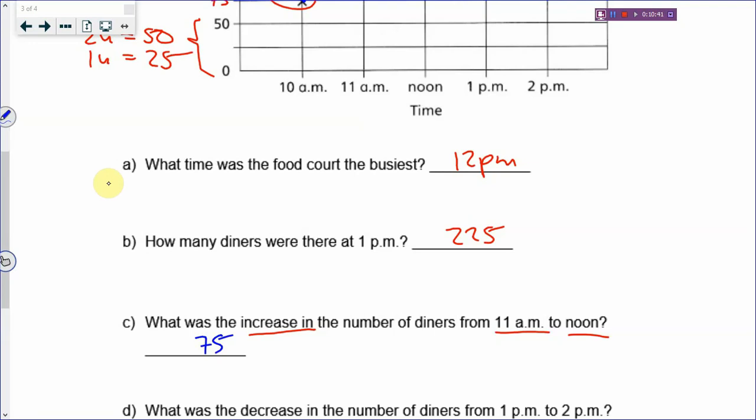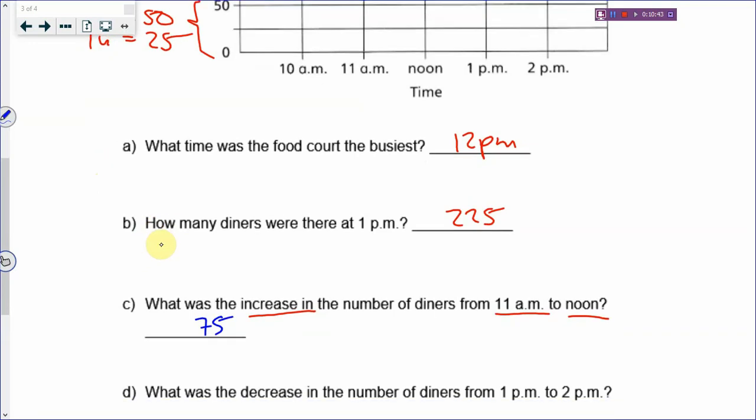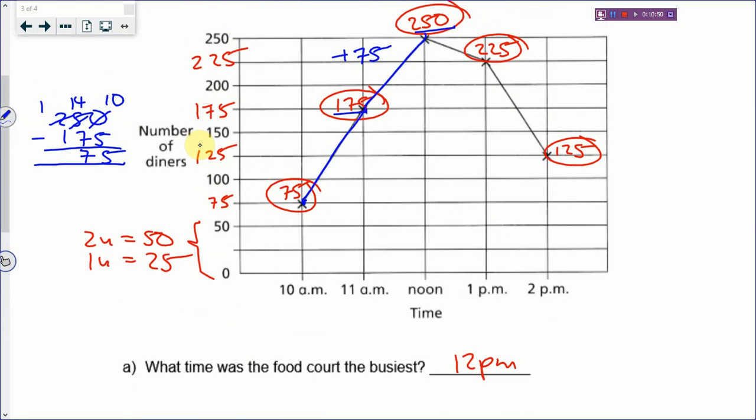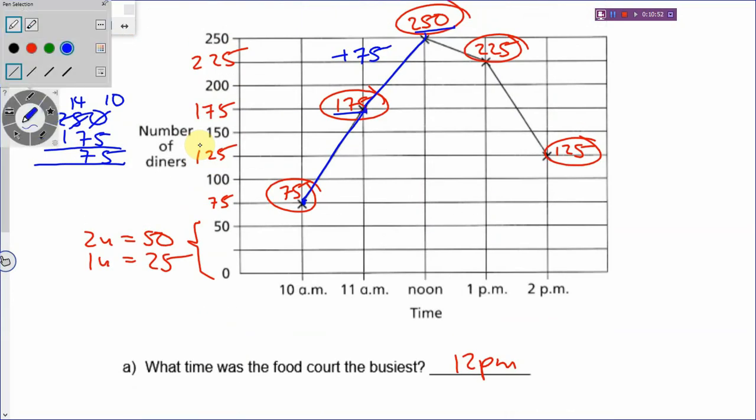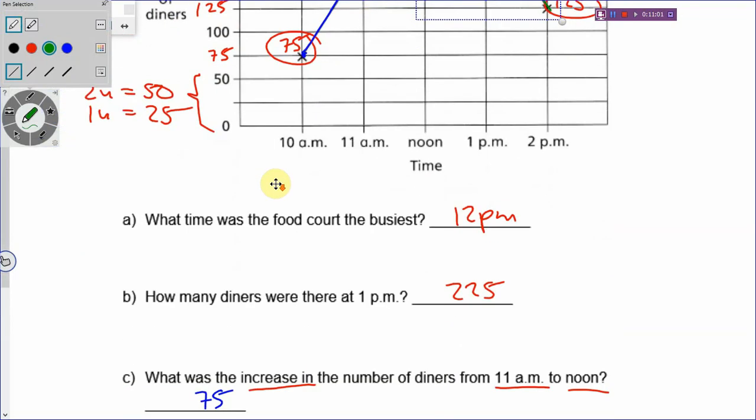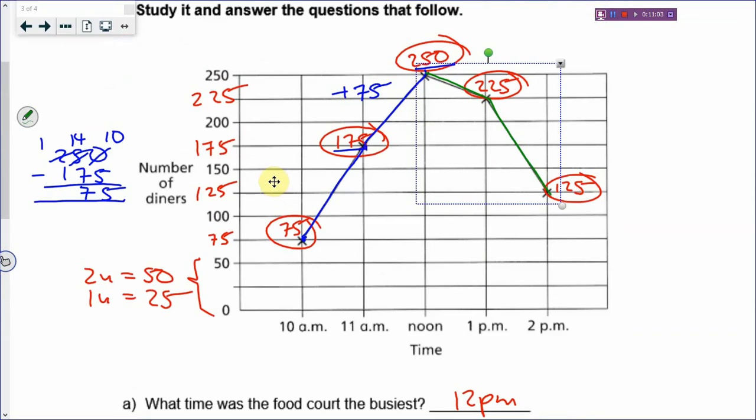Okay, next one. What was the decrease from 1 p.m. to 2 p.m.? So to find the decrease, you need to look for the line that's coming down. So where's the line? The line that's coming down is over here. So when the line goes down, that is your decrease already, right? Then you look at the time, from what time to what time. From 1 p.m. to 2 p.m.